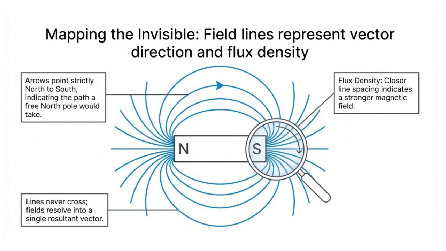This image shows how magnetic field lines map the direction and strength of a magnetic field around a bar magnet. The arrows on the lines point from north to south, indicating the path a free north pole would follow. The closer these lines are to each other, the stronger the magnetic field in that area, which is called flux density. Also, the lines never cross, meaning the field at any point combines into a single direction, or vector. This visualization helps us understand both the direction and intensity of the magnetic forces around the magnet.